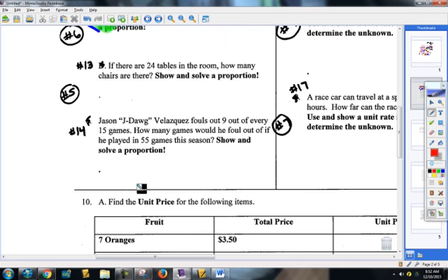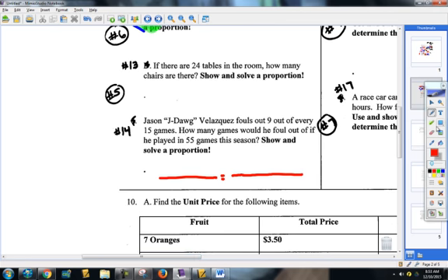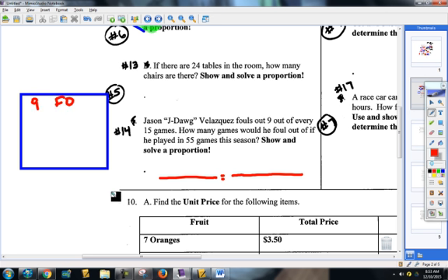Okay. We have J-Dog fouls out 9 out of every 15 games. So again, not a bad idea to do your edge pieces here, just to kind of organize your thoughts. He fouls out 9 games, so 9 foul outs, out of every 15 games. So that means he's playing in 15 total games, right, guys? So in how many games did he not foul out? 6. I'll write NFO, not foul out, or whatever. Doesn't really matter just as long as you understand what you're talking about.